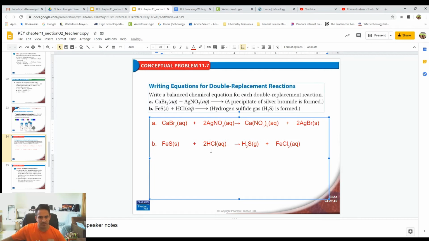So, all right, last thing we have to do here is balance. And I believe to balance it, we just need to put a 2 in front of the HCl, which balances out the hydrogens and the chlorines. The sulfur and the irons are already balanced.